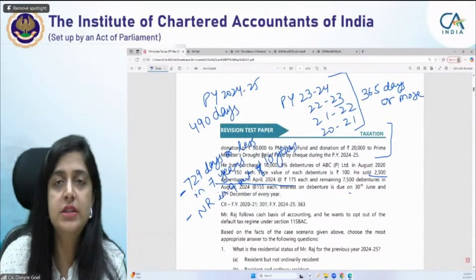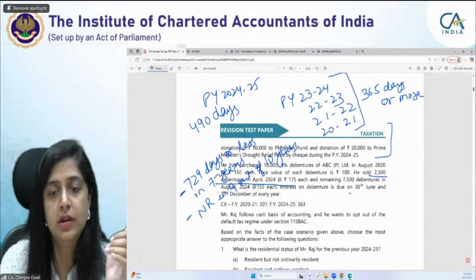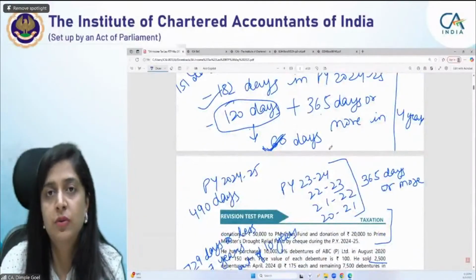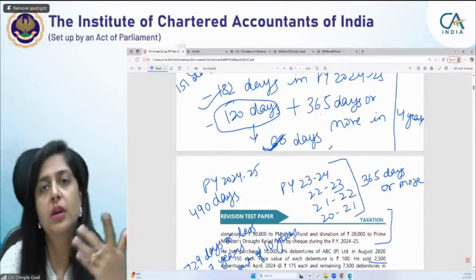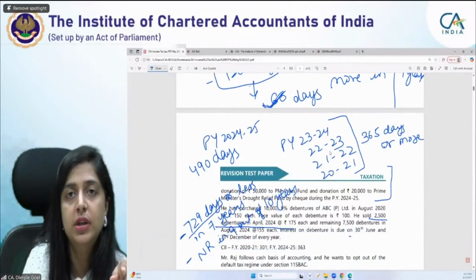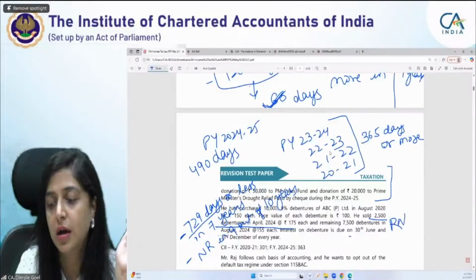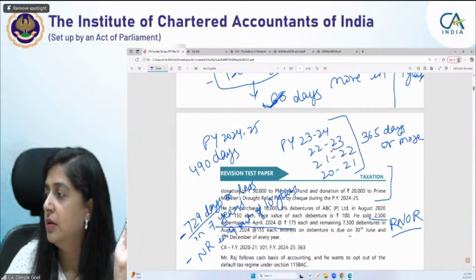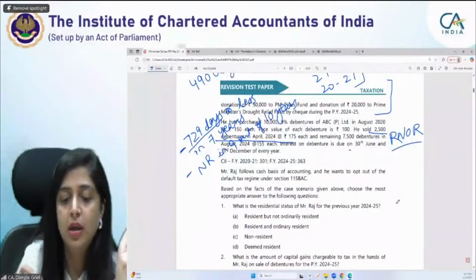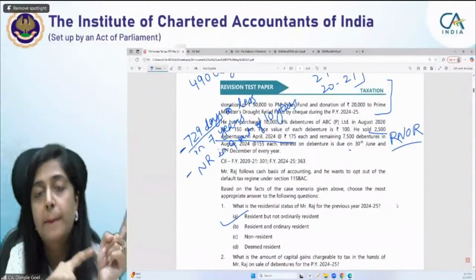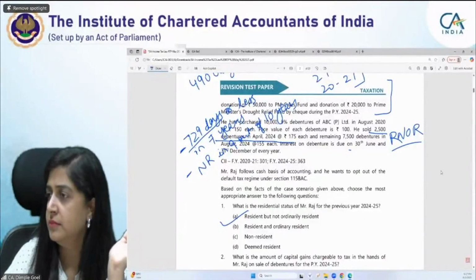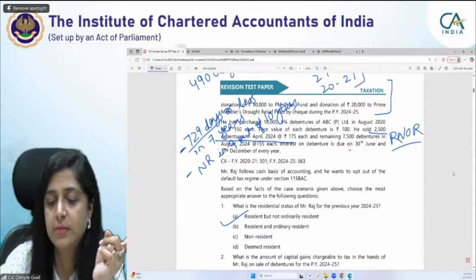In this case, if we see the first condition, 729 days or less in 7 years, he visited India for the first time in 21-22. We have already calculated that he stayed 490 days in the 4 preceding years. So in the 7 immediately preceding years also he has stayed for 490 days, which is less than 729 days. So he is RNOR. Clear? So what is the answer of the first MCQ? A. Mr. Raj is a resident but not ordinary resident in India for previous year 2024-25. Any doubt, student, in the first MCQ?